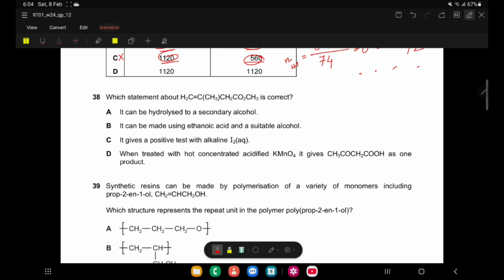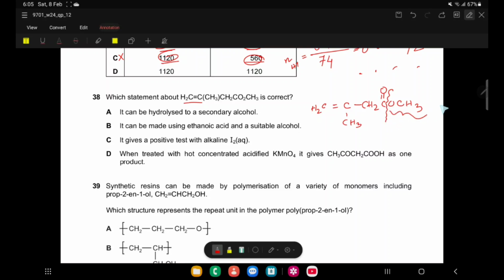So it can be hydrolyzed to a secondary alcohol. Carbon-carbon double bond, if we just write it this way, CH2=C(CH3), CH2C=O, CH, CH3. Okay, so this is an ester. It can be hydrolyzed to a secondary alcohol. So the breakdown would be here.